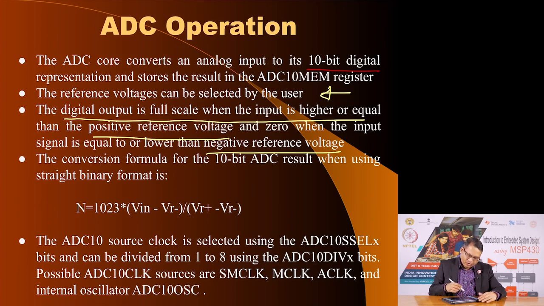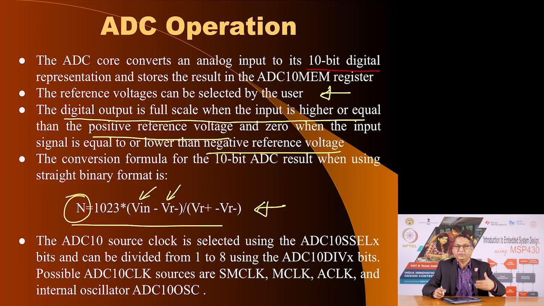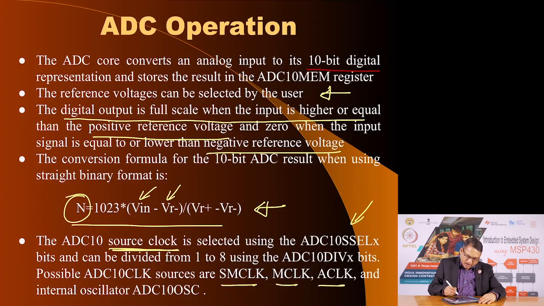The conversion formula for the binary format of the number is this: the value of the 10 bits that you will get is represented by this expression. Here is your input voltage, and here is the reference voltage with which it is being compared. The clock is the rate at which the comparison will be made in the successive approximation register module of the ADC. The clock source can be selected from a variety of sources through these bits in this register, and the sources could be SMCLK, MCLK or ACLK, and you could also have an internal dedicated oscillator called the ADC10 oscillator.